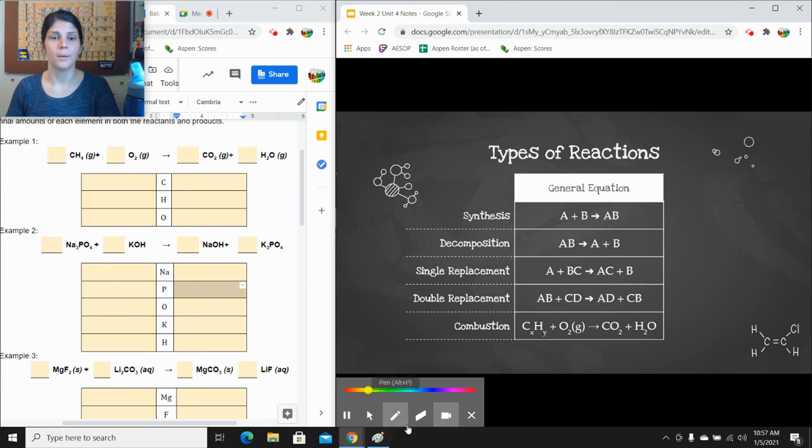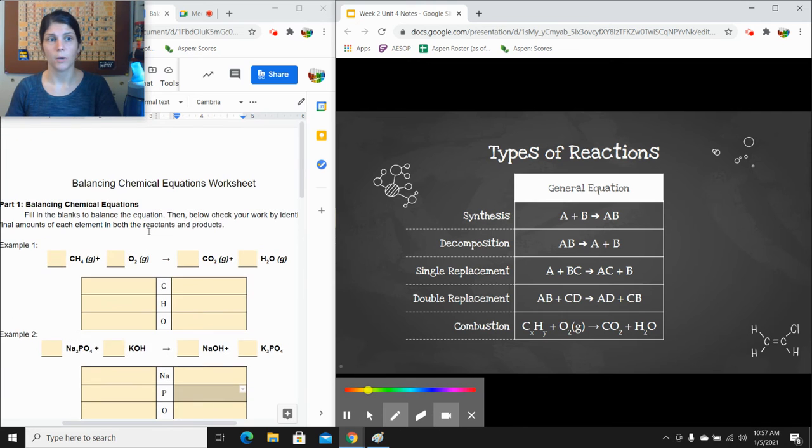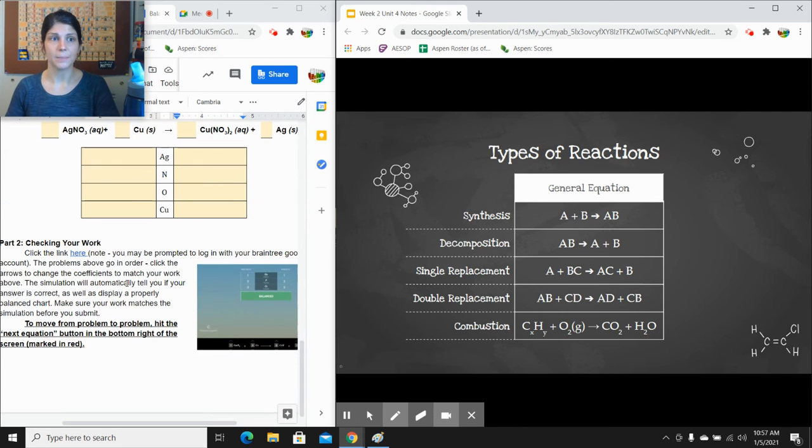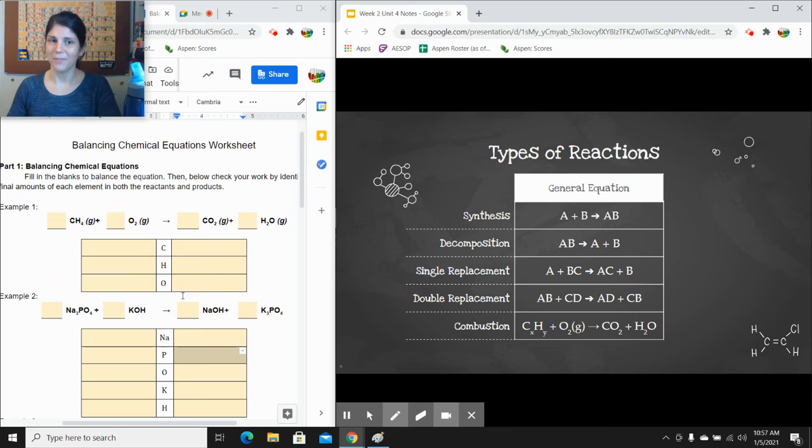This is the worksheet from yesterday. Yeah, it's the one that had you balance the equations in part 1 and then check your answers using that simulation in part 2. But what if I told you that all of these reactions could be classified using the 5 types of reactions that we just talked about today? If we look at this first one, we start with a carbon with 4 hydrogens reacting with oxygen to form carbon dioxide and water vapor. What kind of reaction is that? I hope you can see it's a combustion reaction.